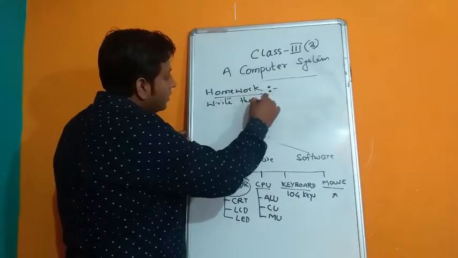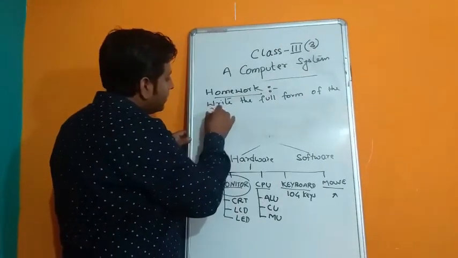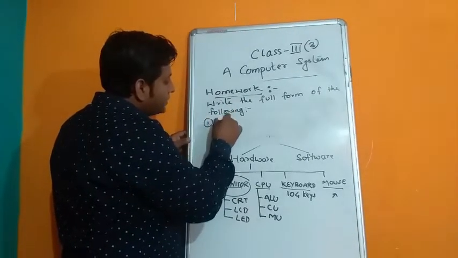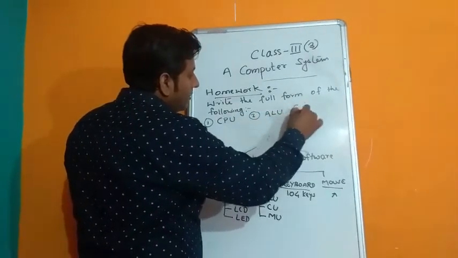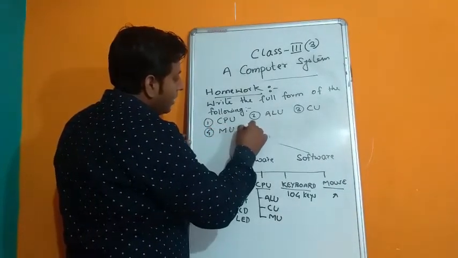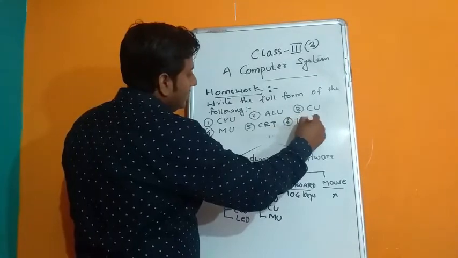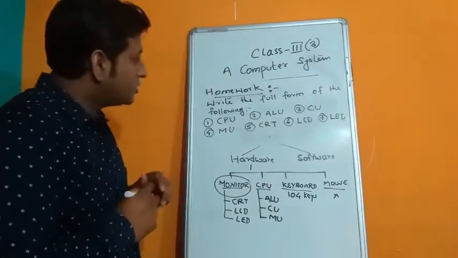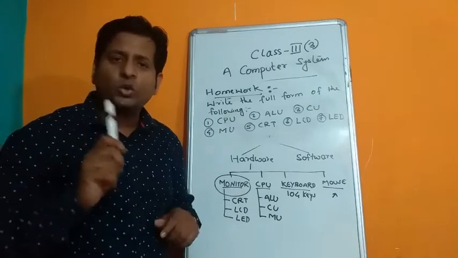Write the full form of the following. Number 1, CPU. Number 2, ALU. Number 3, CU. Number 4, MU. Number 5, CRT. 6, LCD. And 7, LED. So children, this is your homework. Hope everyone will do this. And I will check this when the school reopens.